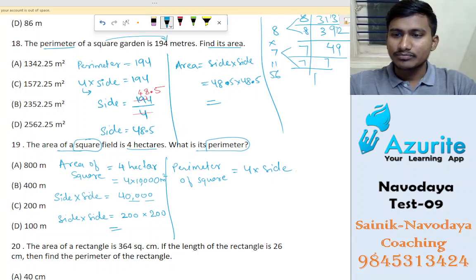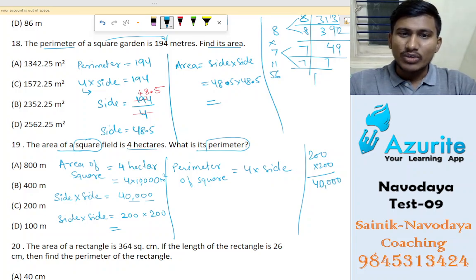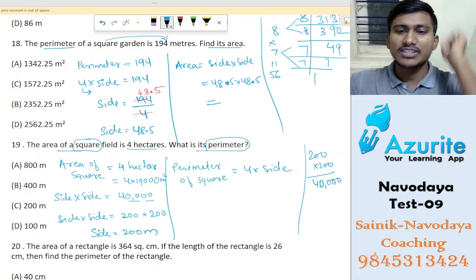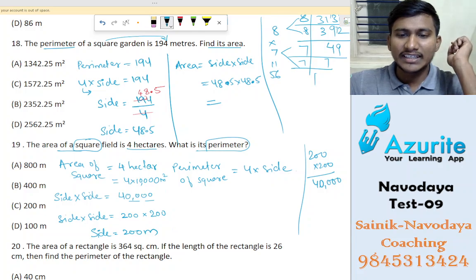200 into 200, if you do, you will get 40,000. So one side is how much? 200 meter. Now we got the side. What we got? We got the side, right?